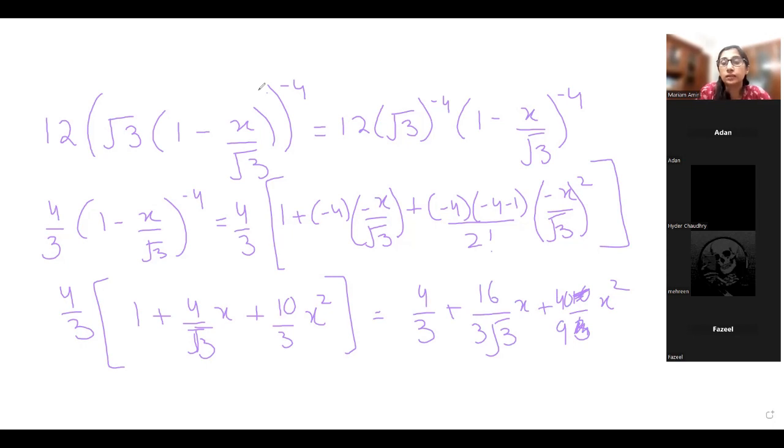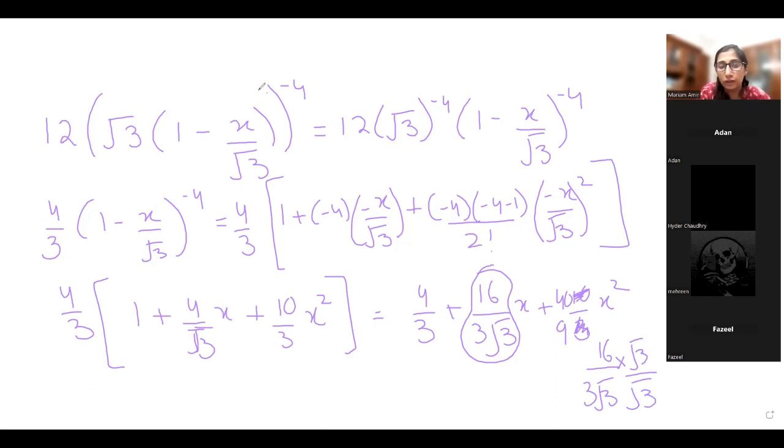Okay. Another thing, the answer cannot be left with a surd in the denominator. You must change it into 16 over 3 square root of 3, multiply it with square root of 3 in the numerator as well as in the denominator. You can do it with your calculator.